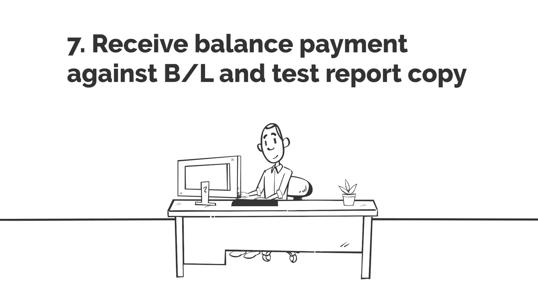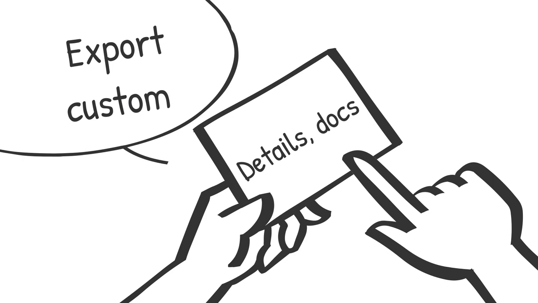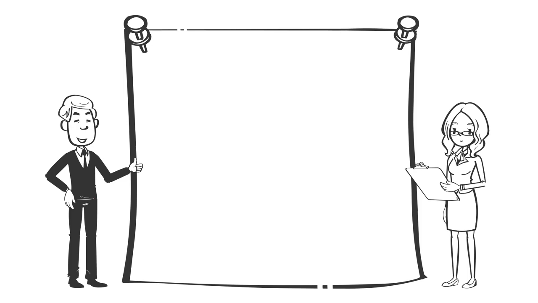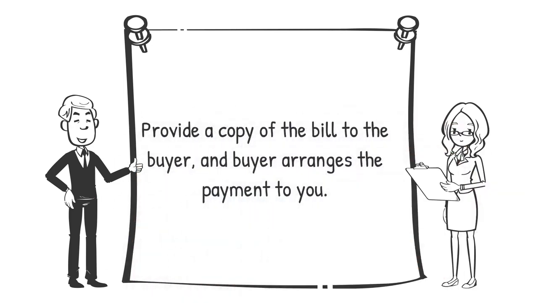7. Receive balance payment against BL and test report copy. Before the goods are taken on board the ship, you need to arrange the export customs. You need to provide the needed details and docs to your country's customs bureau. It is wise to use the service of a customs broker, so they will arrange it all for you. When you send the goods to the ship, you will get the bill of lading from the shipping company. You provide a copy of the bill to the buyer, and the buyer arranges the payment to you. If you used LC payment, then you present all the documents to your bank.